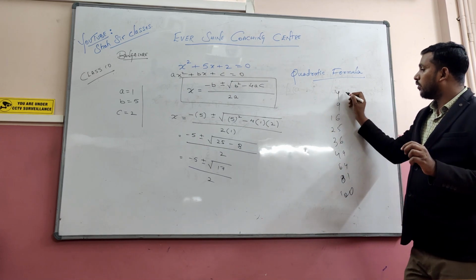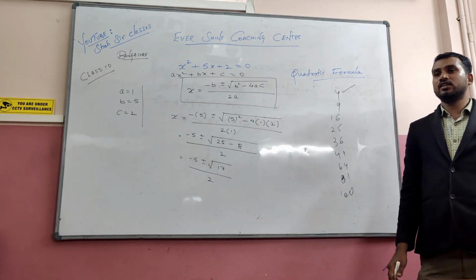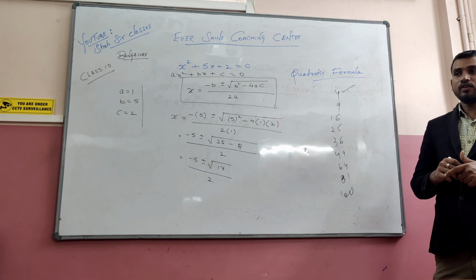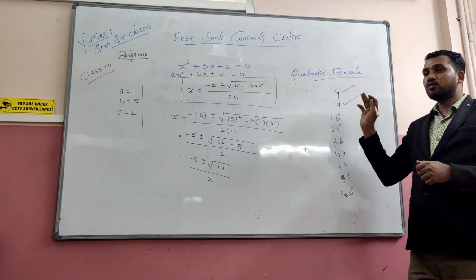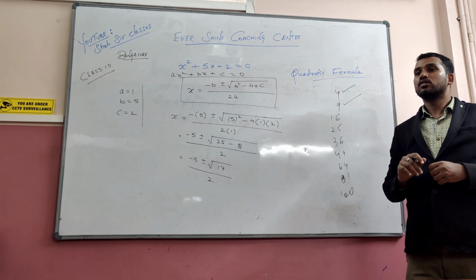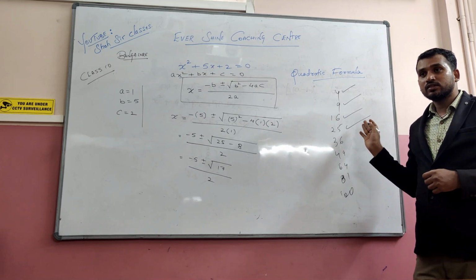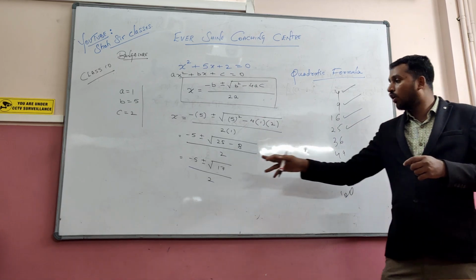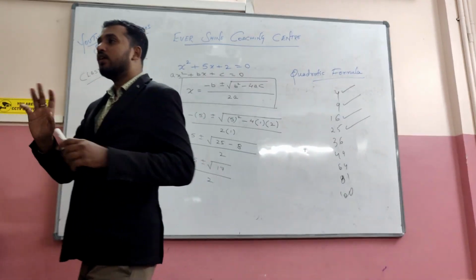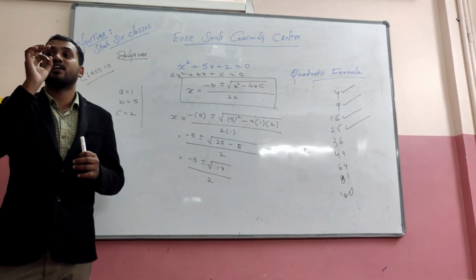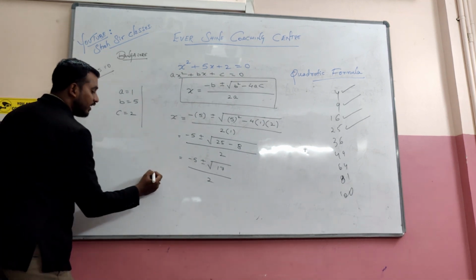Done? Now root 17 is there. In 4 tables will you get 17 as the answer? No. In 9 tables will you get it? 16 tables? 25 tables? That is called a prime number. So 17 is a prime number which doesn't simplify further. So we have to stop the answer here itself. So what is the final answer?